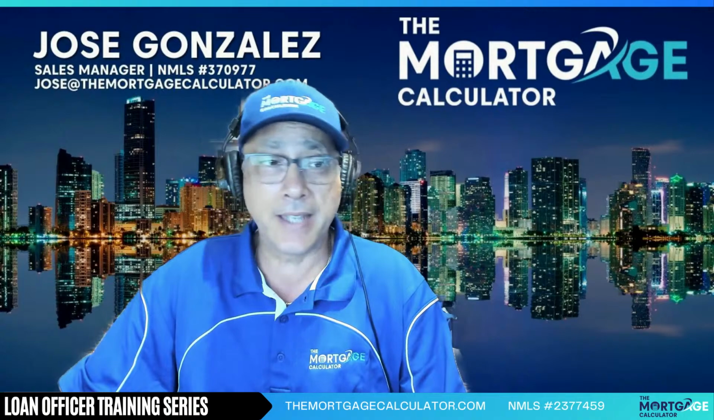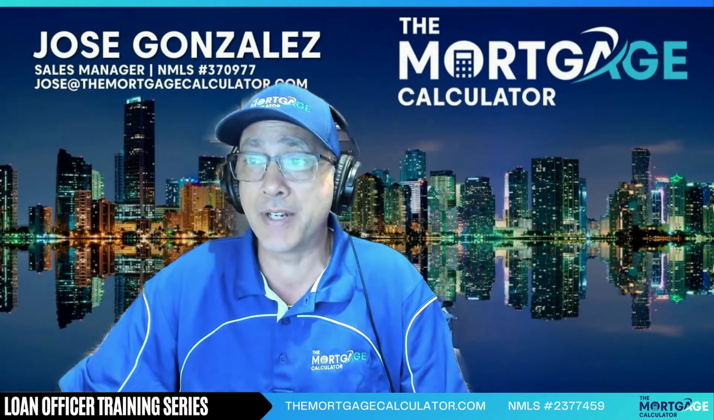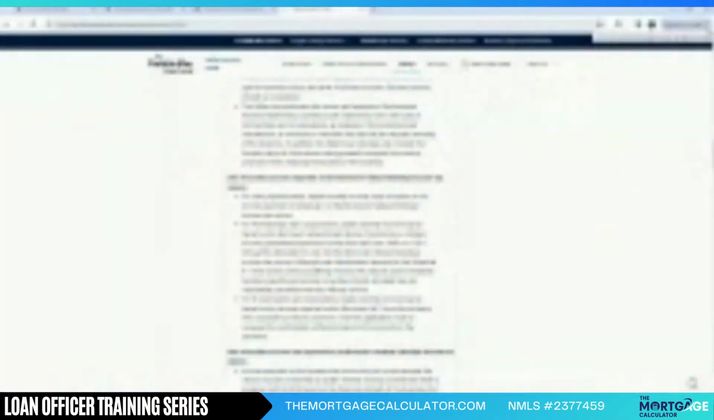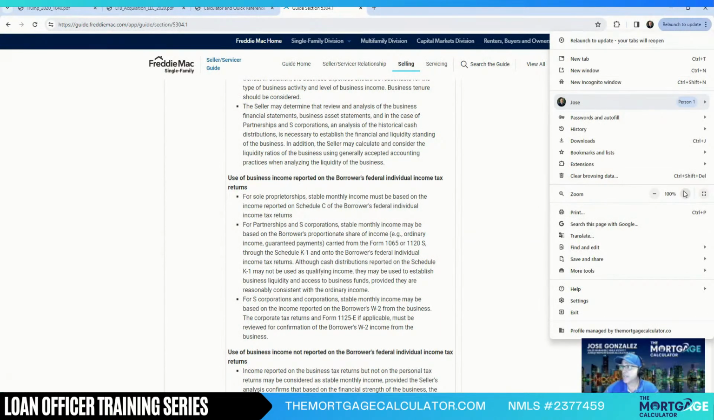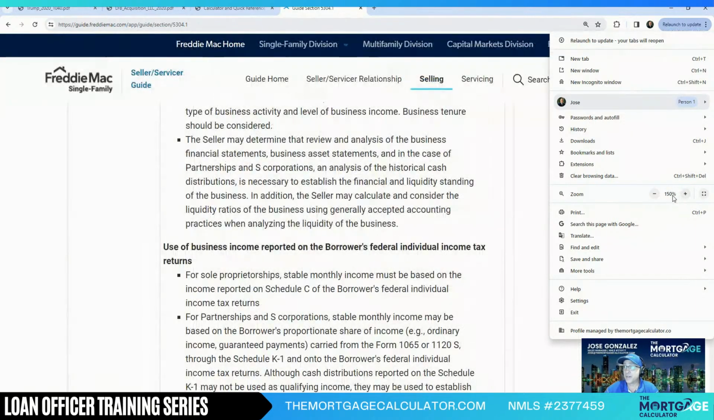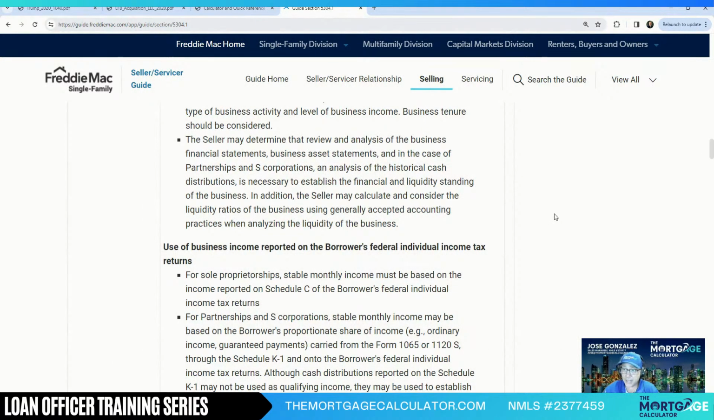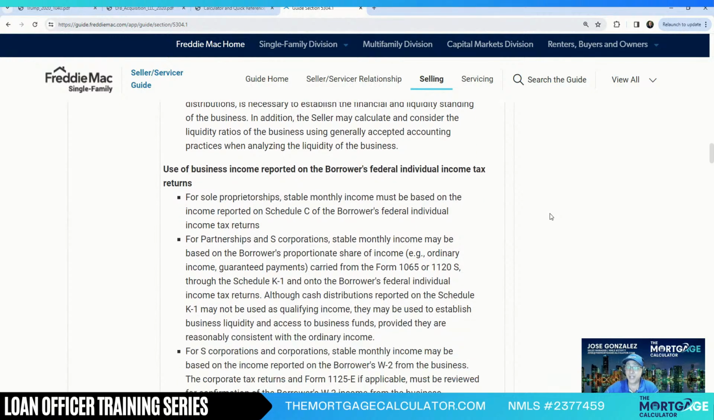So, with that being said, let me share here. First, I'm going to start by sharing the Freddie Mac selling guide. I'm right here at a very critical page, and let me make it a little bit bigger, right? Because in the K1 that we're going to be looking at, the borrower has almost $5 million in distribution and approximately $1.5 million in ordinary income. So no problem there. However, we want to make sure we don't make mistakes here.